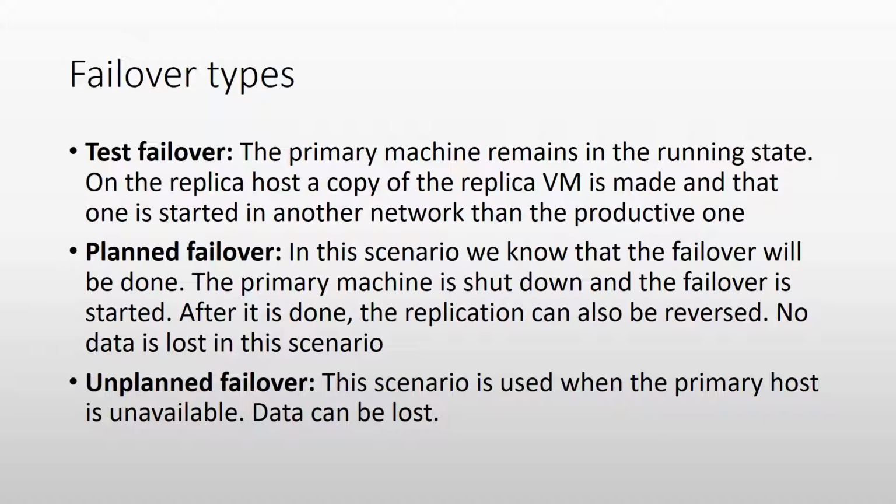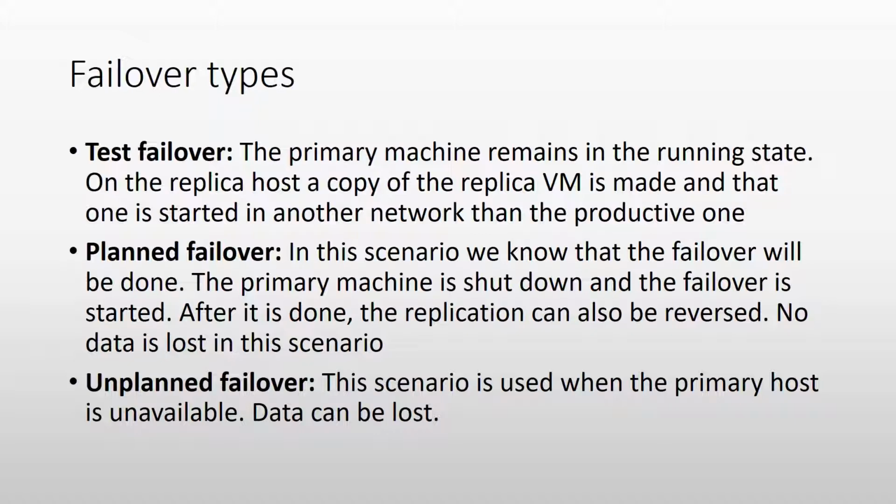The next failover type is the planned failover. Now in this scenario you know that a failover will happen, you are not taken by surprise, so you will not lose any data. How this failover works is that you stop the primary machine, you initiate the failover process, so you will fail over to the replica server, and after everything is done you can also reverse the replication, so your failover machine will now be the primary one.